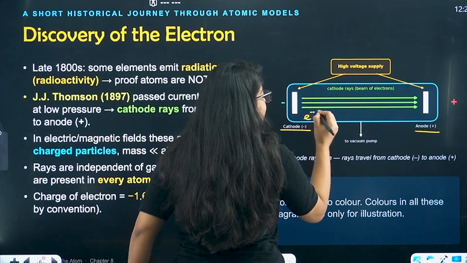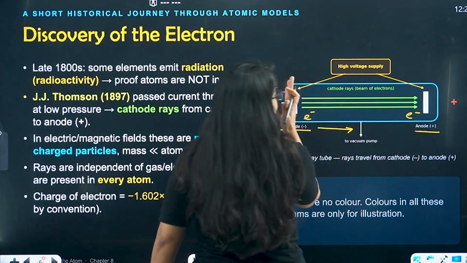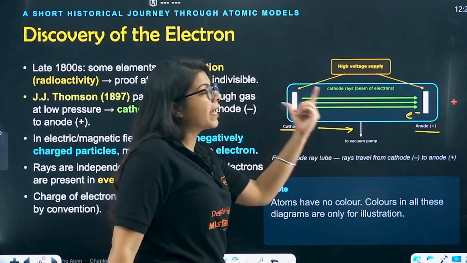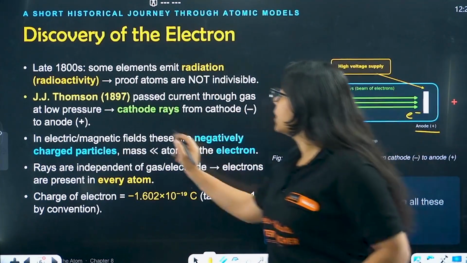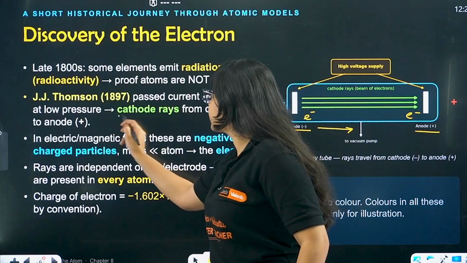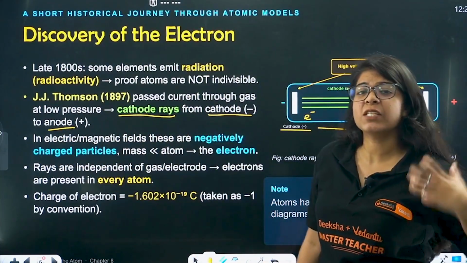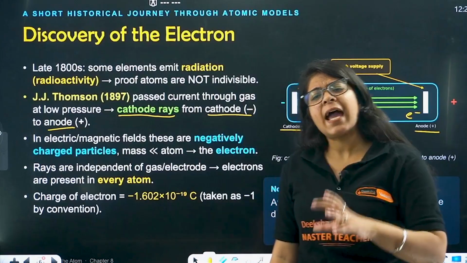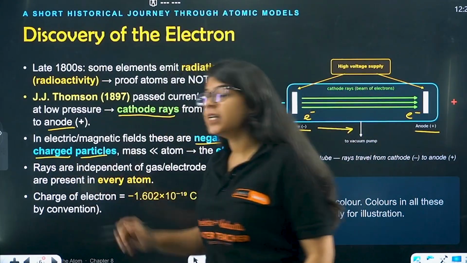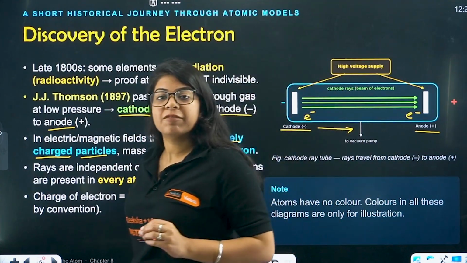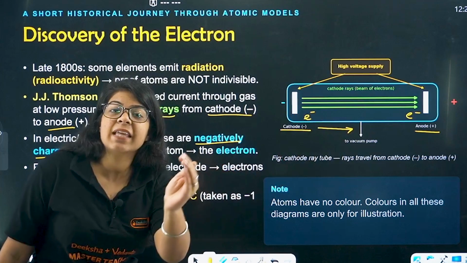Electrons will be repelled by negative charge and attracted by positive charge. So they go from the negative end to the positive end, and he called these rays cathode rays, since they travel from cathode to anode. Then he did all his experiments with electric field and magnetic field, and he got the same thing, that these are negatively charged particles. And a very important thing he figured out from this is that the mass of these charged particles is lesser than that of an atom.